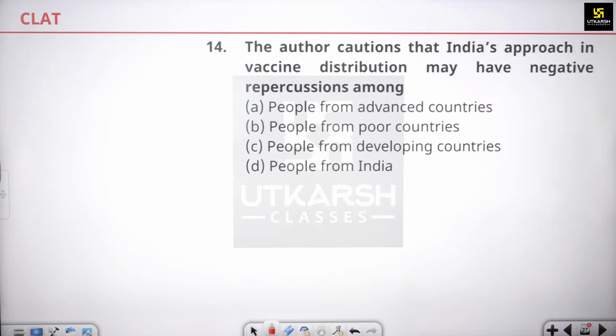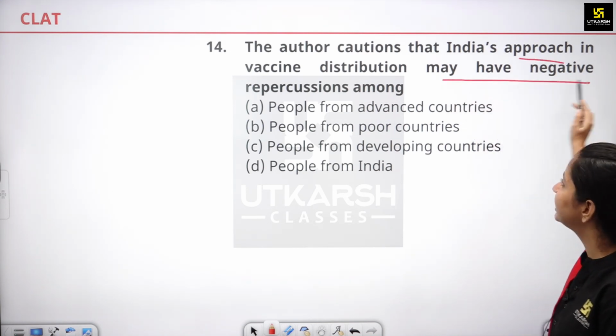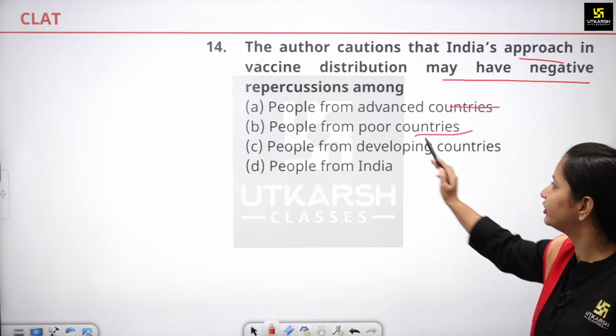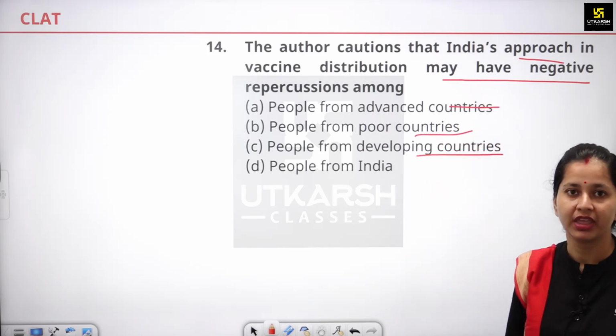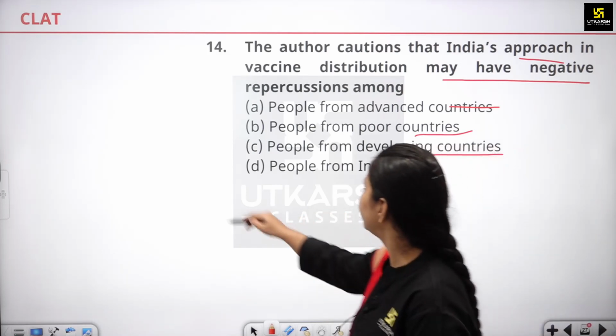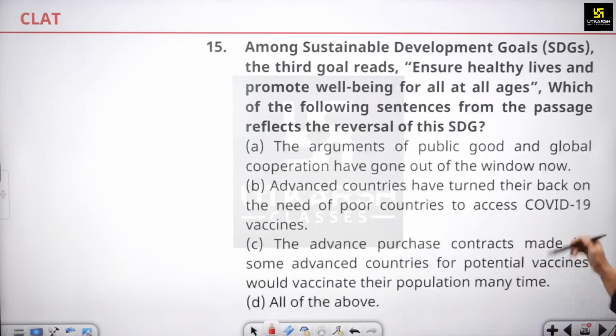Now question 14, the author cautions that India's approach in vaccine distribution may have negative repercussions among people from advanced countries, people from poor countries, people from developing countries. No, backlash किससे आती? खुद की ही country से आती. तो people from India only would have held the repercussions for India.